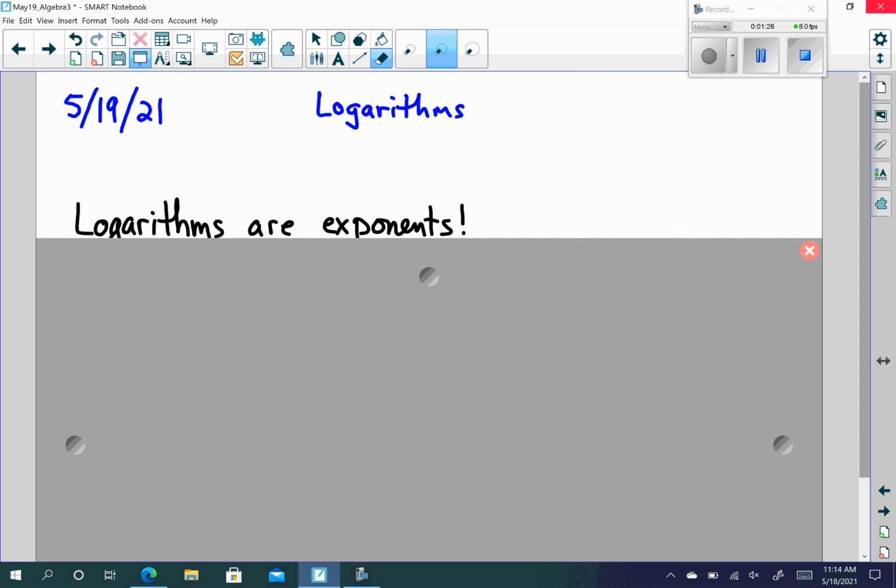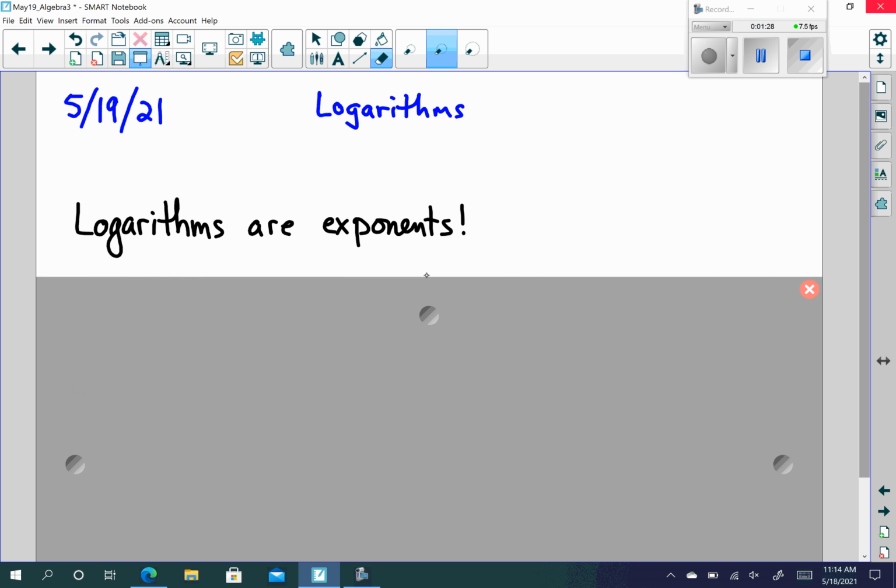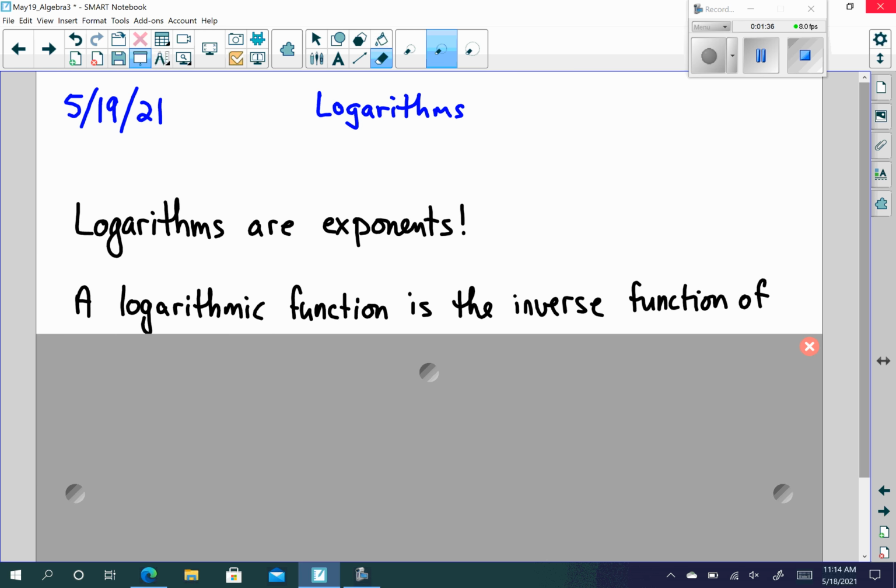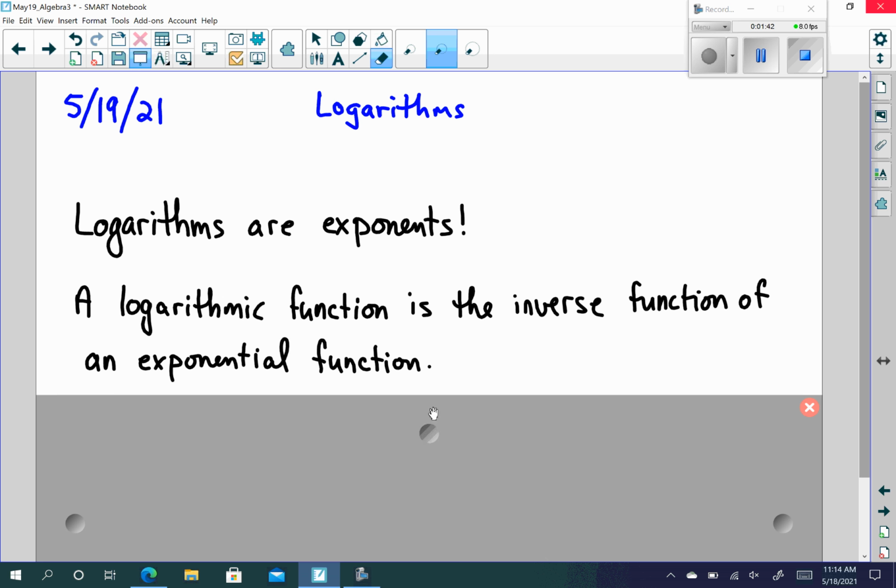Logarithms are connected to exponents. A lot of math books just come right out and say logarithms are exponents. But we're going to take a look and graph their functions. So a logarithmic function is actually the inverse function of an exponential function.